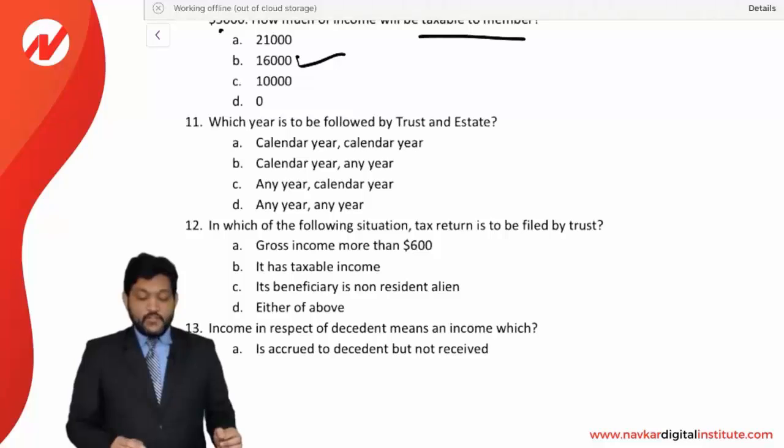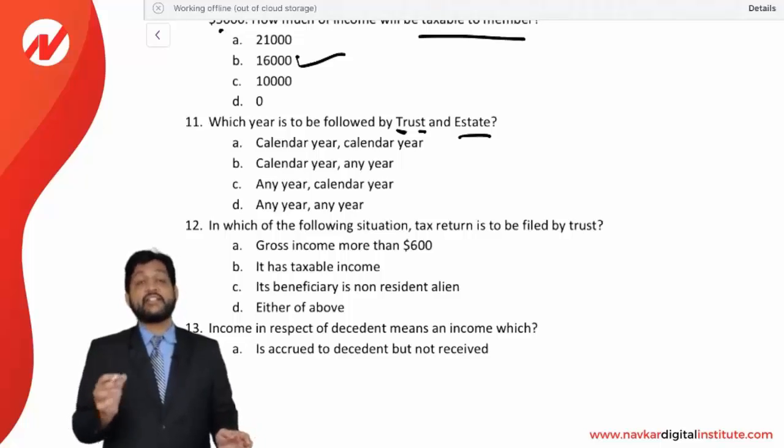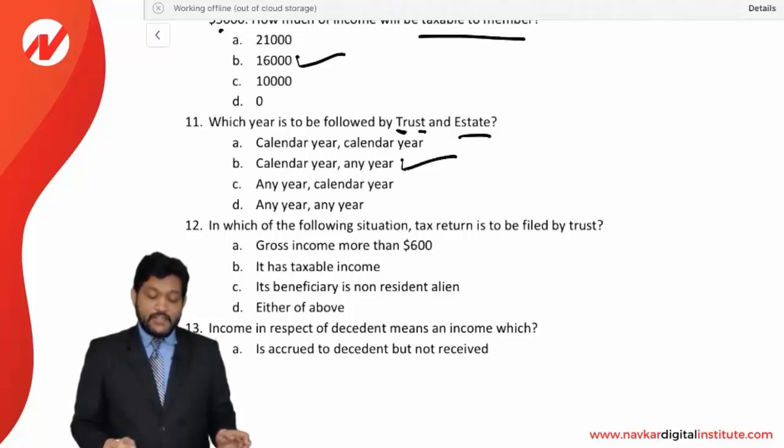Which year is to be followed by trust and the estate? Friends, a trust has to follow the calendar year and an estate can follow any year, we have seen in the theory. So calendar year and any year. B is the correct option.